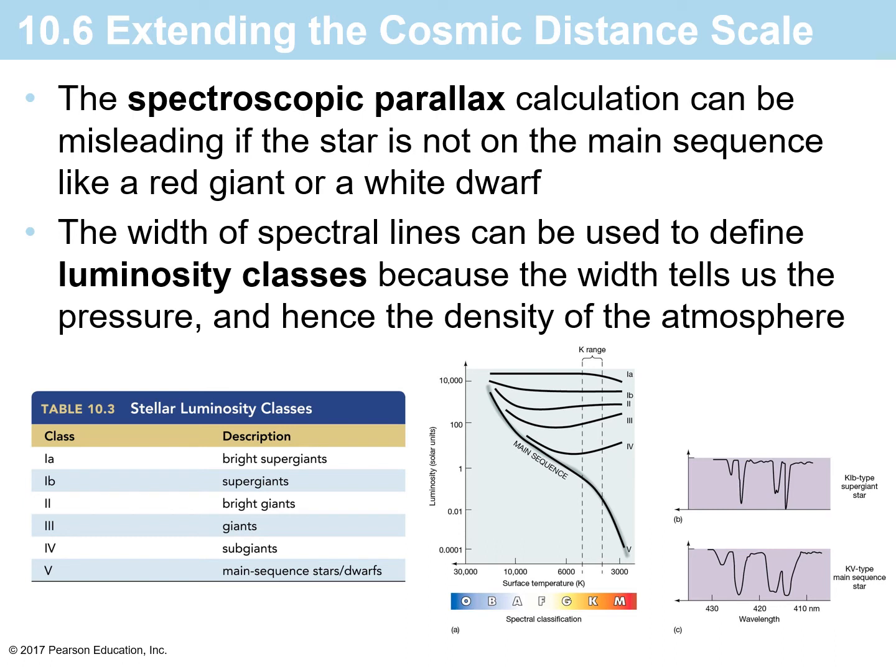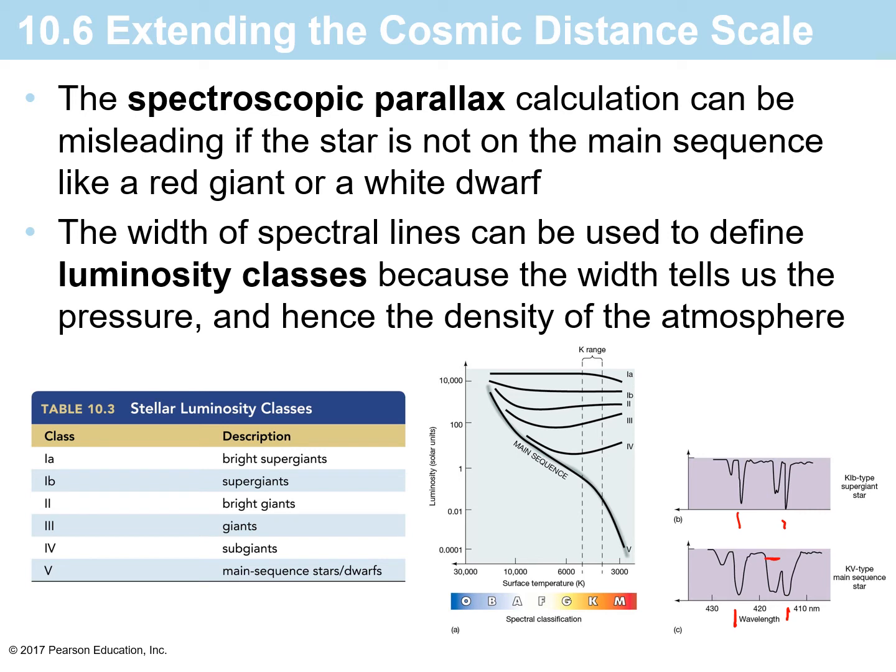So spectroscopic parallax calculation can be misleading if the star is not on the main sequence, like a red giant or a white dwarf. So the width of the spectral lines can be used to define luminosity classes because the width tells us the pressure and hence the density in the atmosphere. So if you look at this right here, we have the same sort of peaks or absorption lines, but see how these are much wider.